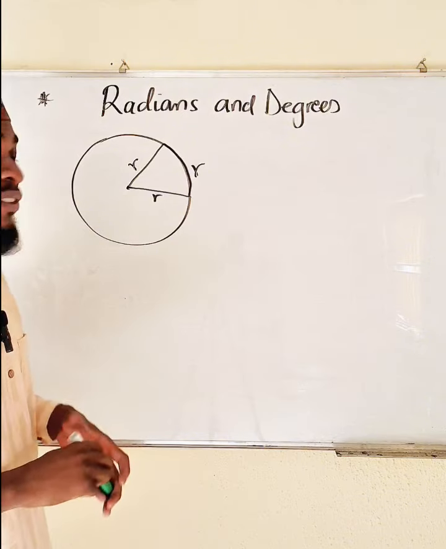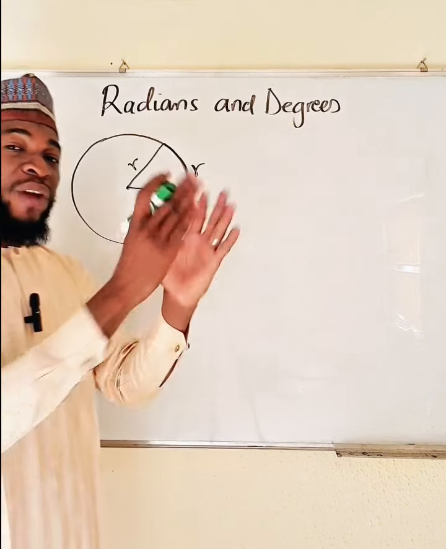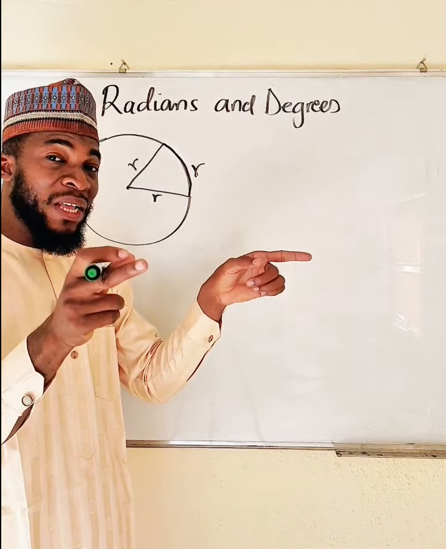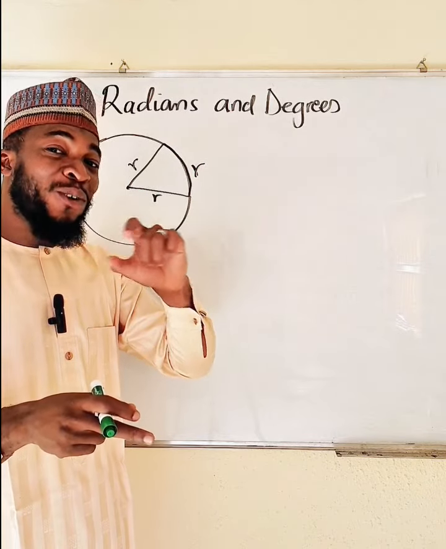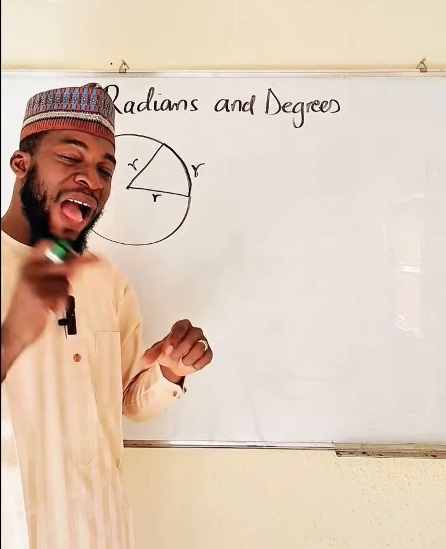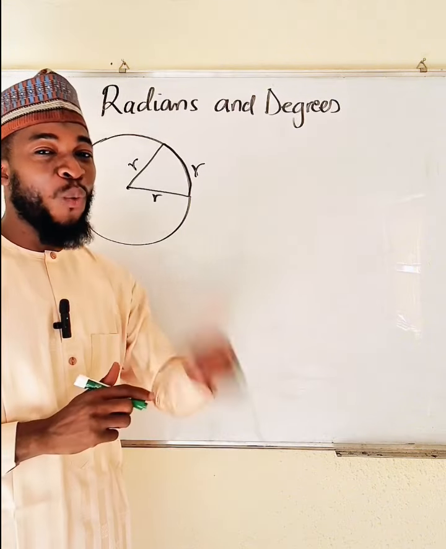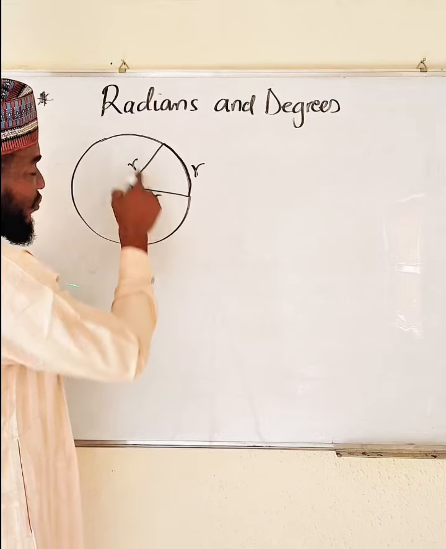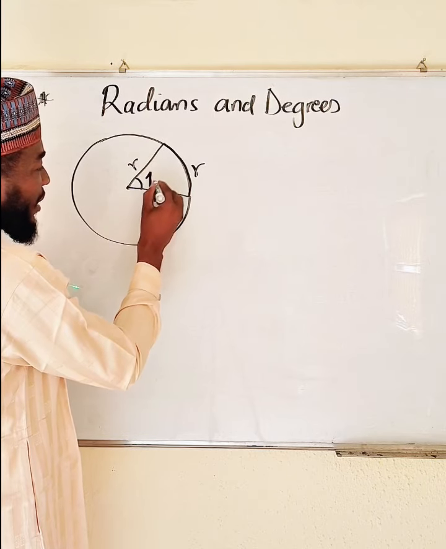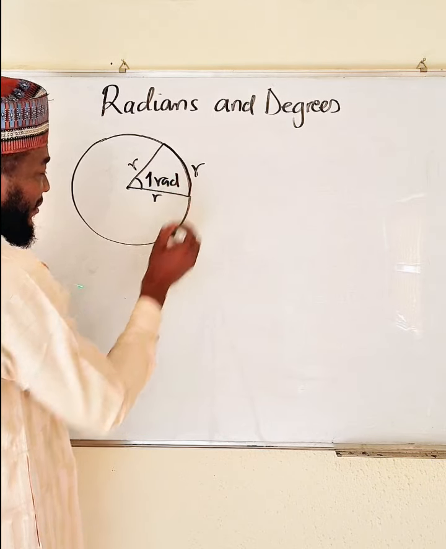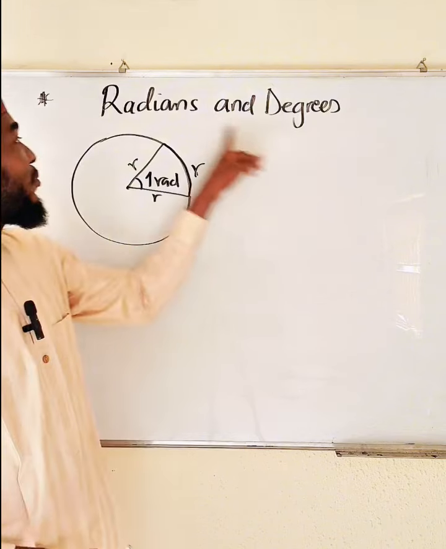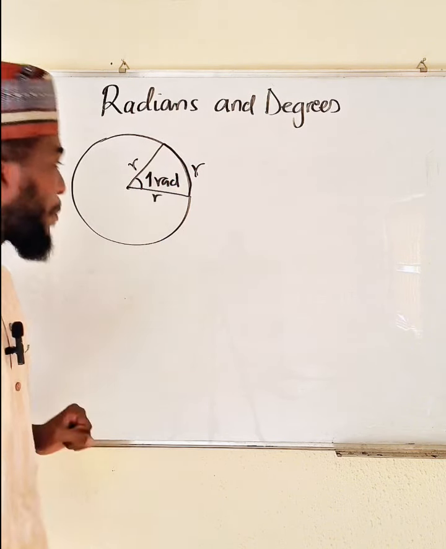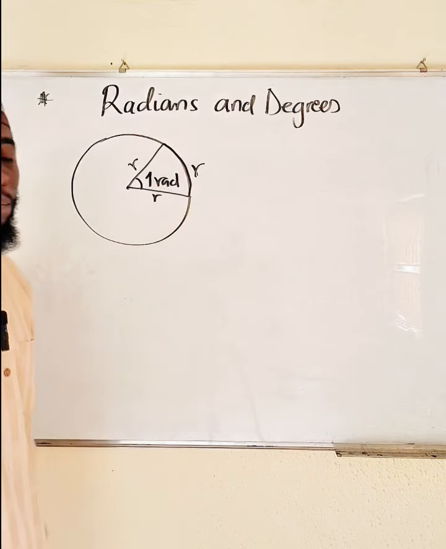So whenever you have this situation where you have two radii subtended to the circumference to form an arc in such a way that the arc is also equal to the radius, then the angle subtended must be 1 radian. So this angle here formed by these two radii will be 1 radian. This is how to write radians, as rad. All right, this is just a short form.